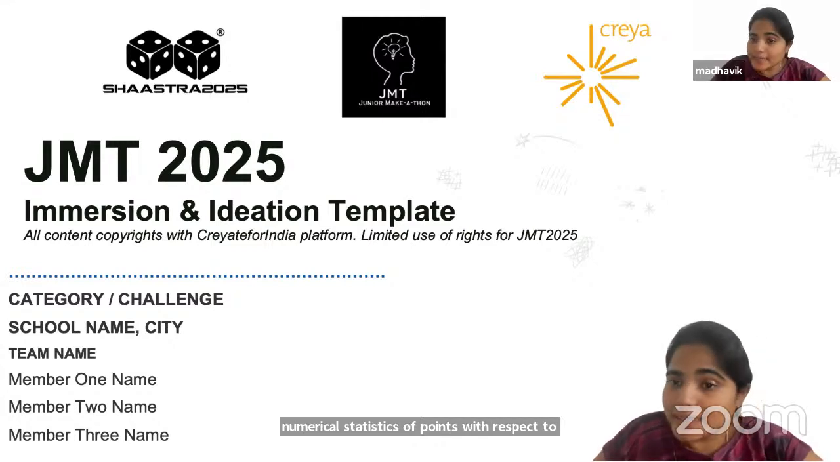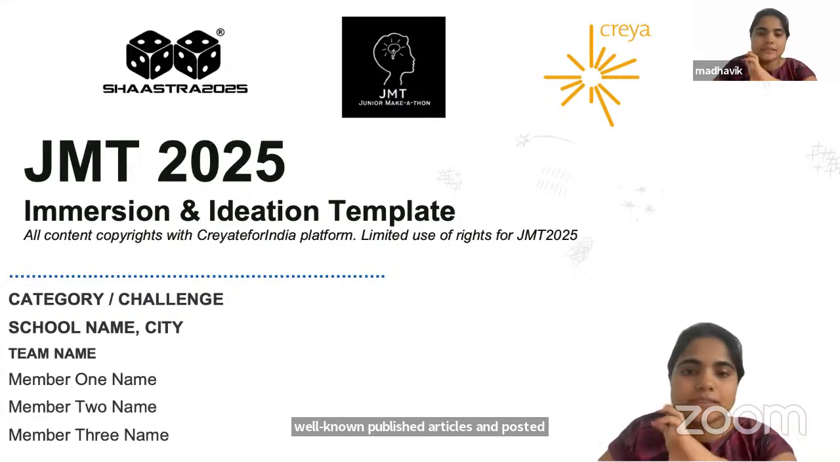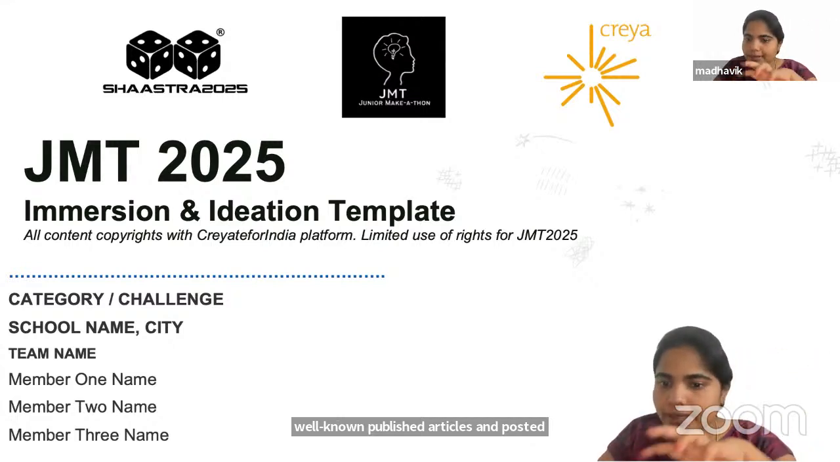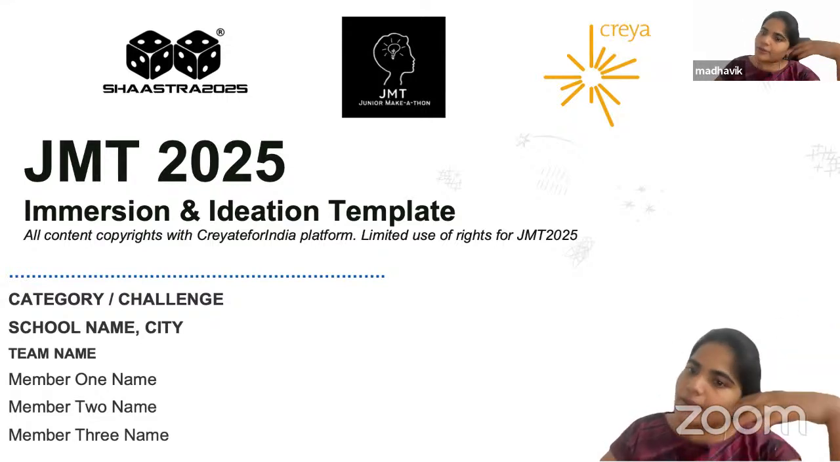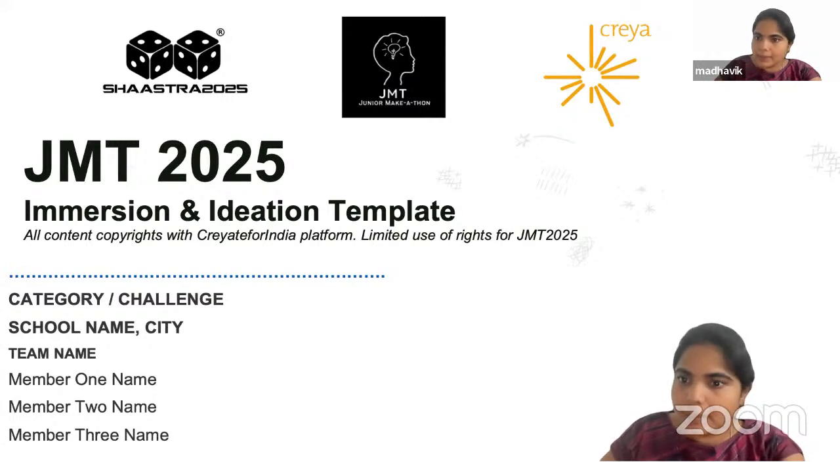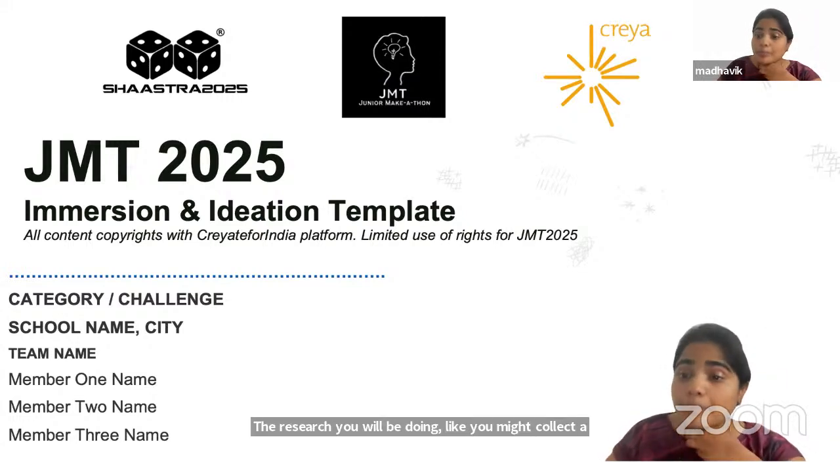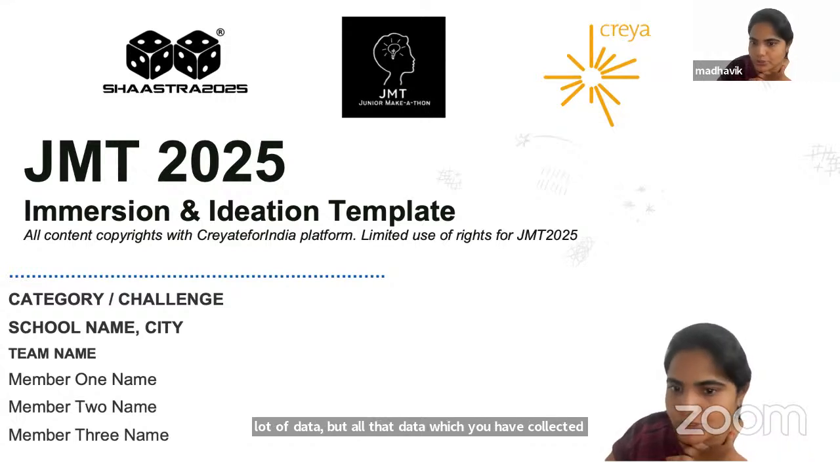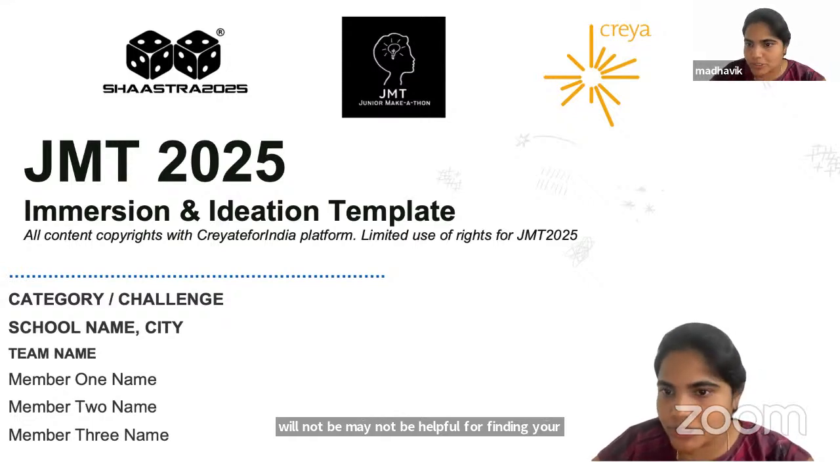You can find anything. Students, please understand this. For any problem, there is nothing like right or wrong in whatever research you are doing. You might collect a lot of data, but all the data you have collected may not be helpful for finding your solution. So please don't think that the research I'm doing is wrong. Please don't have those inhibitions.